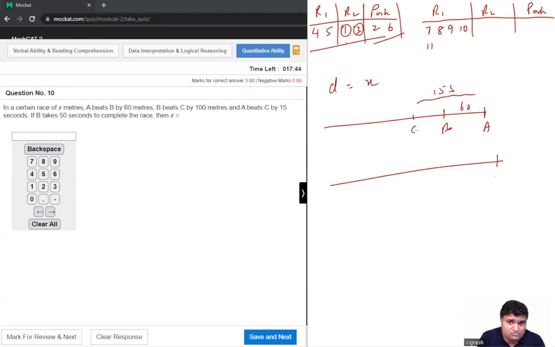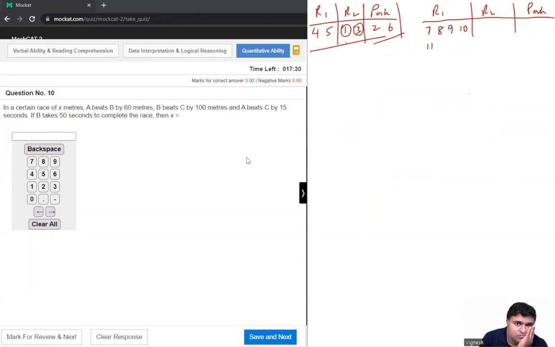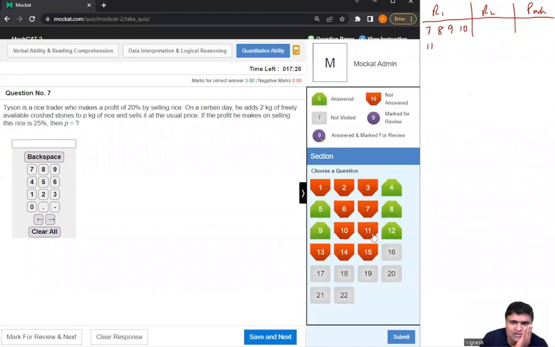You want to do that or come back to it? Sir, come back to it. Because if it is all in meters, distance, it's fine. It's a combination, correct? Okay, let's quickly look at 7, 11 and come back.